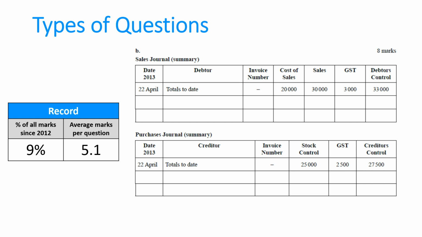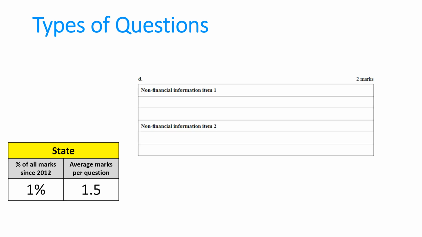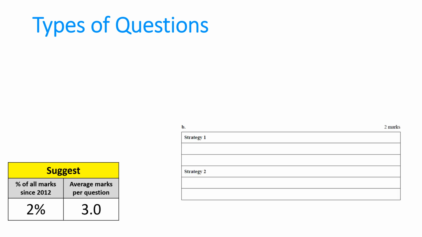Recording transactions in journals and stock cards is 9% of the recent marks and 5 marks for doing so, so one of the bigger questions. Showing how ledgers would look is a big part of the course, 8% and usually quite a few marks. State, again, is a little bit basic, we've moved on from it, it's only 1% of the exam. And suggest is probably quite similar. Maybe it's to suggest a strategy, like the question you can see, that sort of thing might still be on the paper.